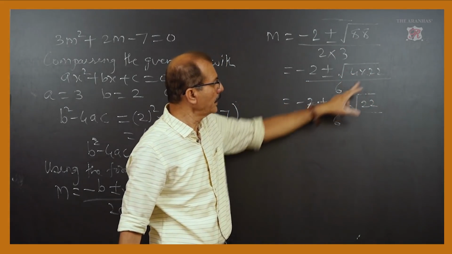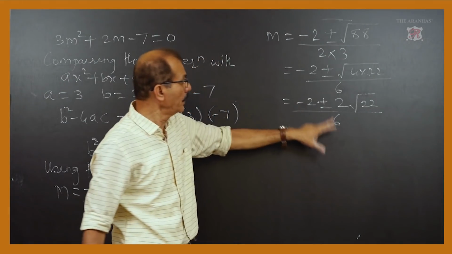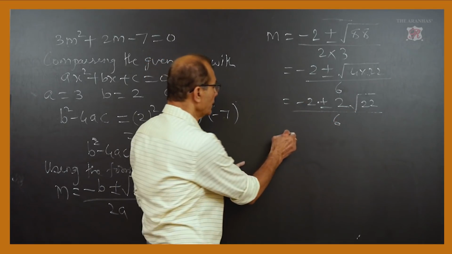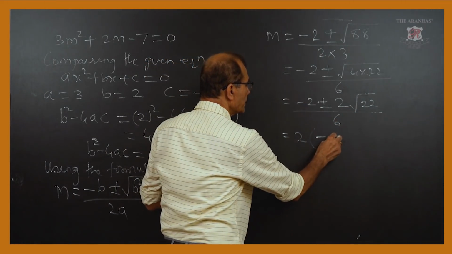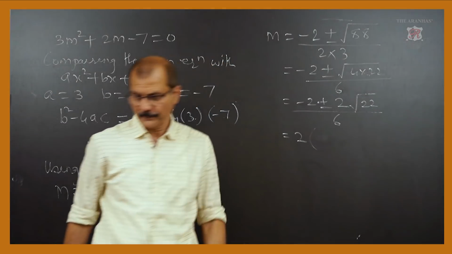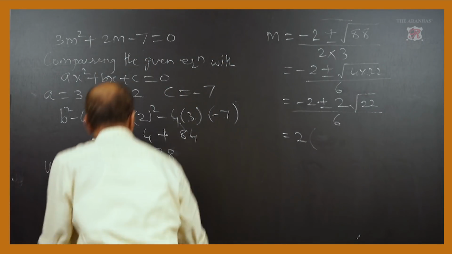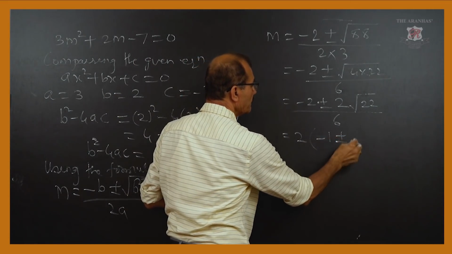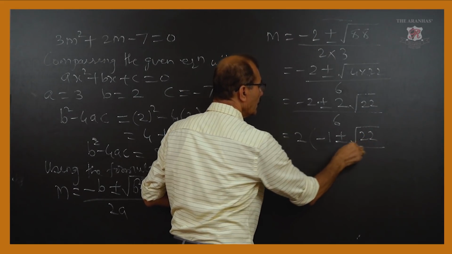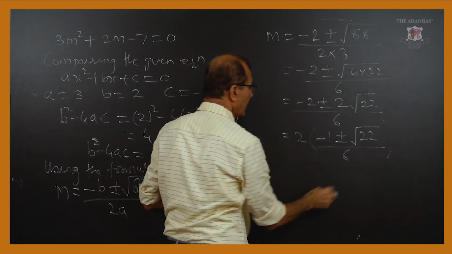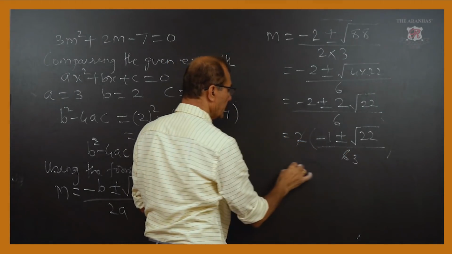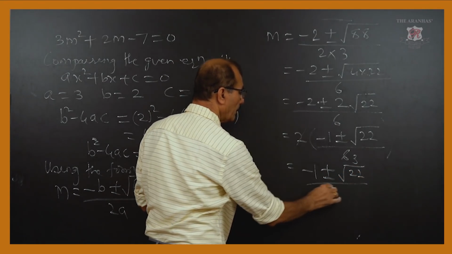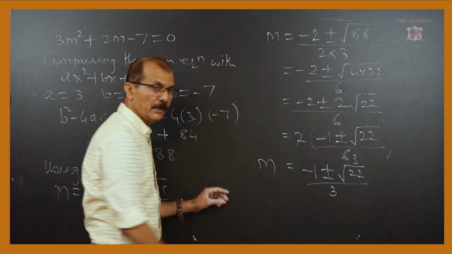So, 4 root 2 and root 22 as it is upon 2 3s are 6. Now, you can see that 2 comes out common from here. So, you get here 2 into bracket minus 2 minus 2, we get here minus 1 plus minus root of 22 upon 6. So, 2 1s are 2, 3s are 6. So, minus 1 plus minus root of 22 upon 3. So, this is what you get the value of m.